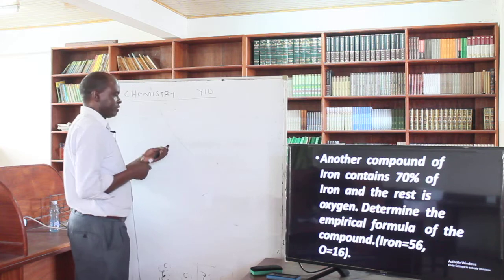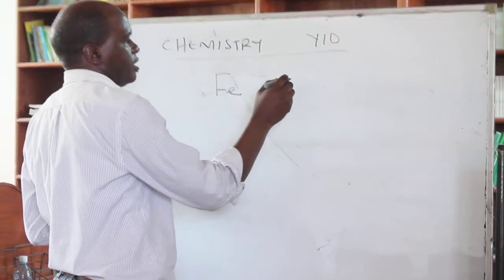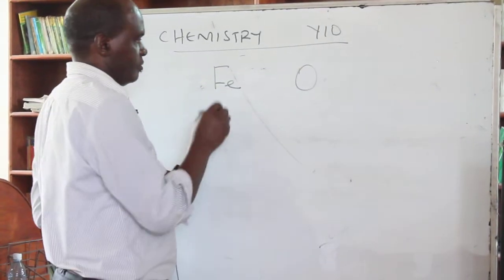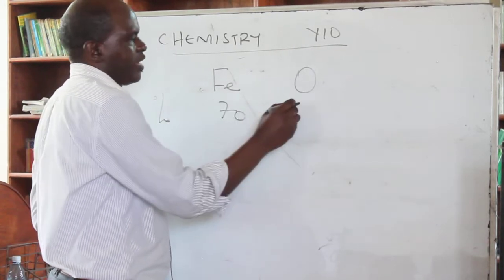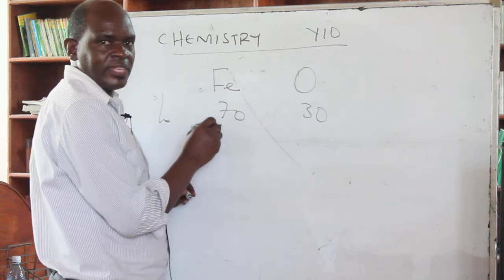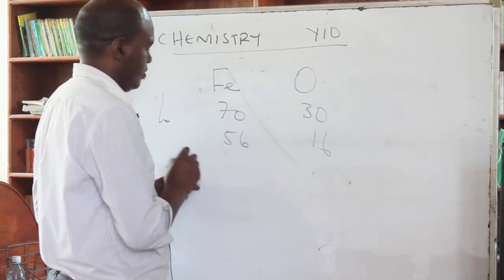whereby we shall have iron, capital F, small e, and then oxide. The percentage is 70% for iron, 30% for oxygen. The RAM has been given down there. Iron is 56. This is 16.